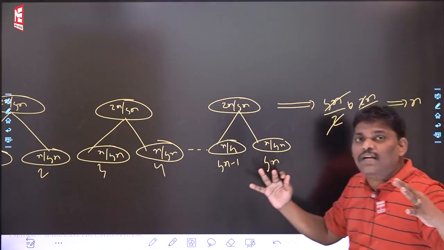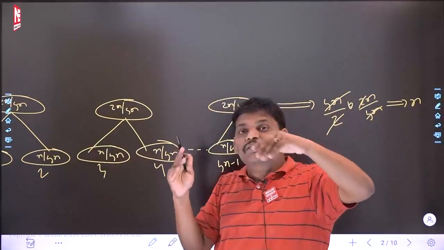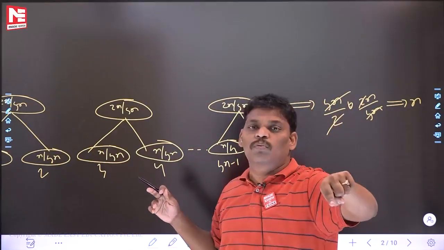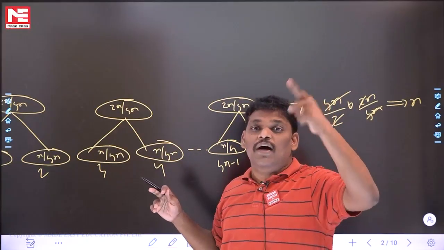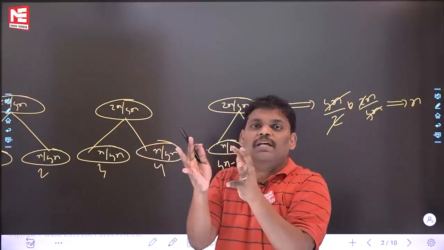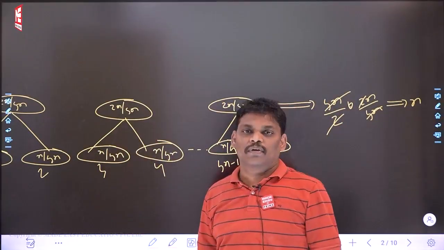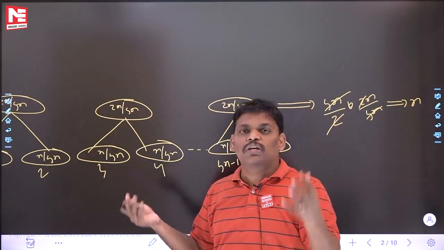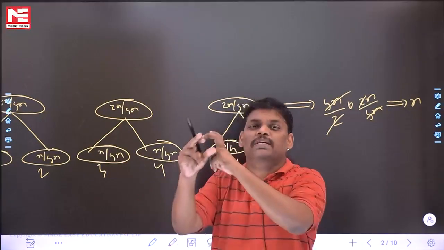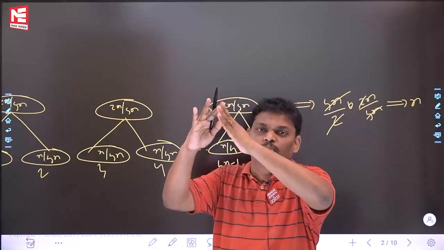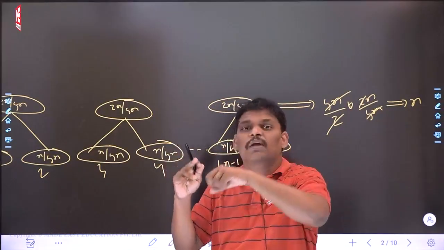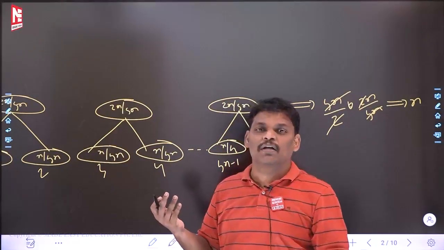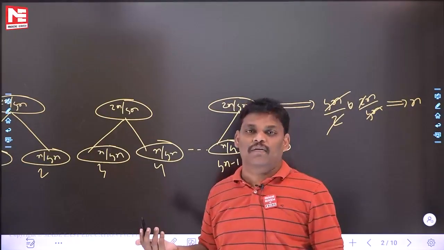What is the meaning? Groups are compressed. n elements were there previously in the log n groups; now n elements are there in the log n by 2 groups. Groups are compressed, but the number of elements is the same. Whether you keep 20 groups or 30 groups, when you merge, the number of groups may decrease, but the elements are the same, because you are moving from one level to another level.